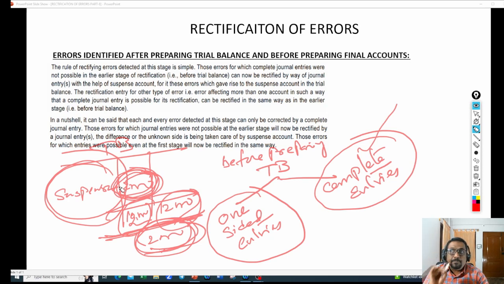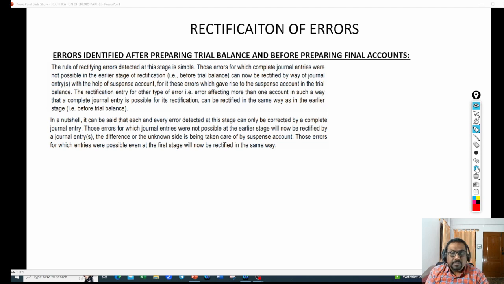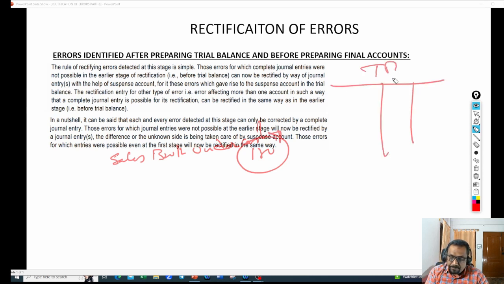I'll take an example and explain to you so that it will be easy for you to understand. For example, sales book undercasted, undercasting with 100 rupees. Now you prepared the trial balance. You identified this is 10,000. This is 10,100. 10,100. Right?